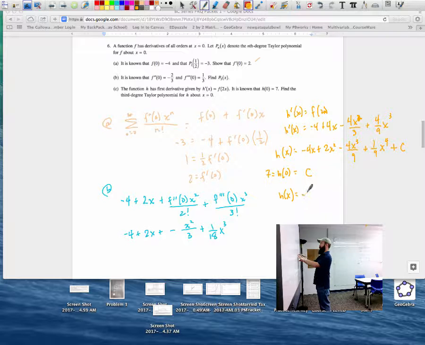So let's see, -4x plus 2x squared minus 4x cubed over 9 plus 7. I could put 7 in front, I just didn't. So that's it.